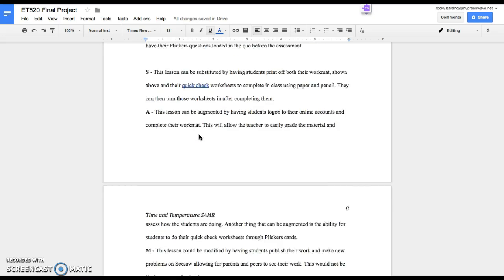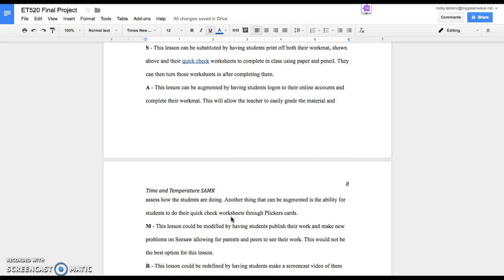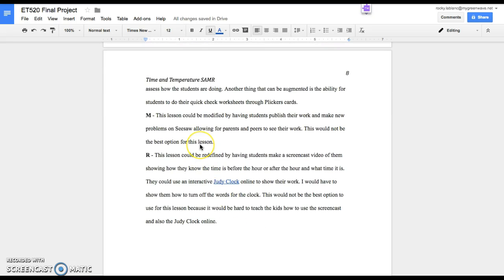For the augmentation piece, I can have students go onto their online accounts and work on it online, and then they can do the Plickers cards just like usual. For the modification piece, students can modify this by publishing their work and making new problems on Seesaw.